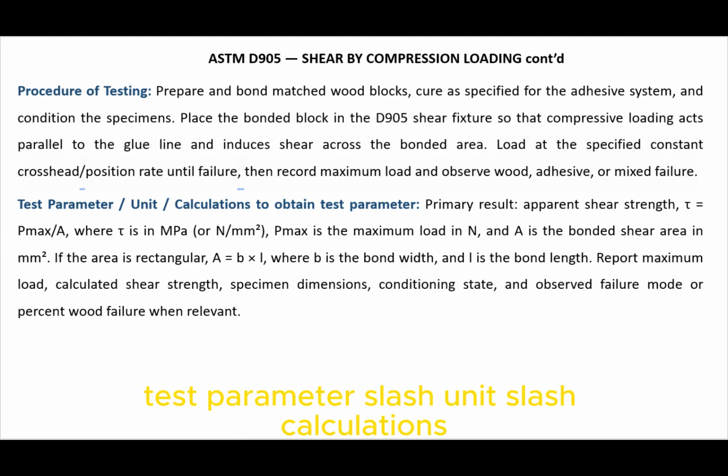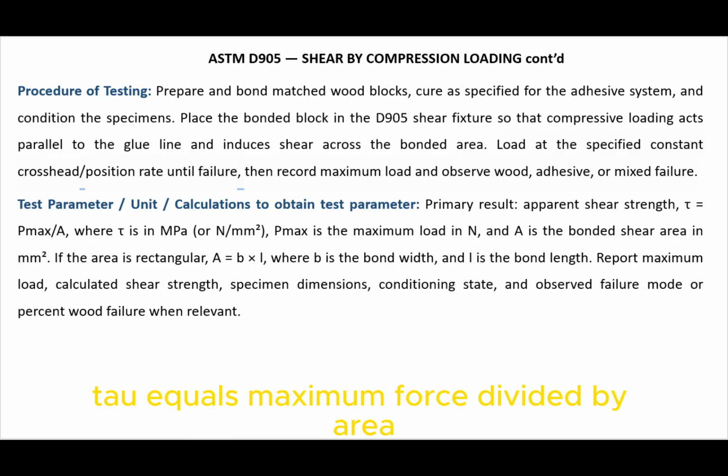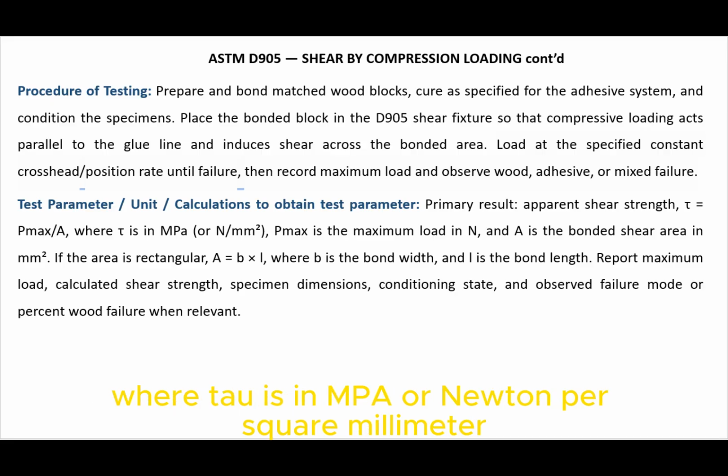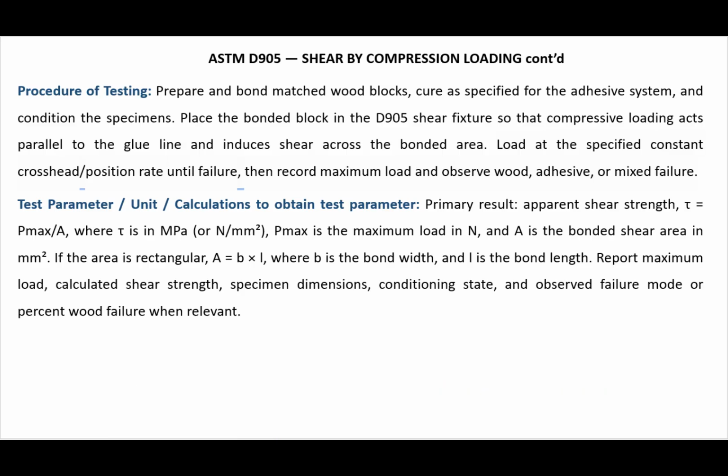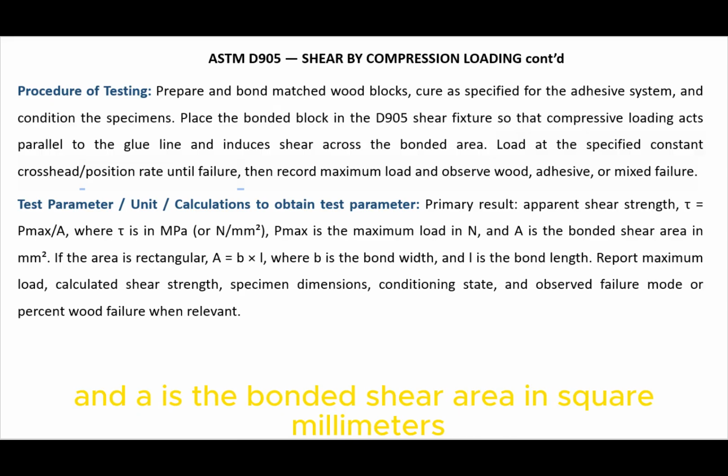Test parameter/unit/calculations to obtain test parameter. Primary result, apparent shear strength, tau equals maximum force divided by area, where tau is in MPa, or Newton per square millimeter. Maximum force is the maximum load in N, and A is the bonded shear area in square millimeters.